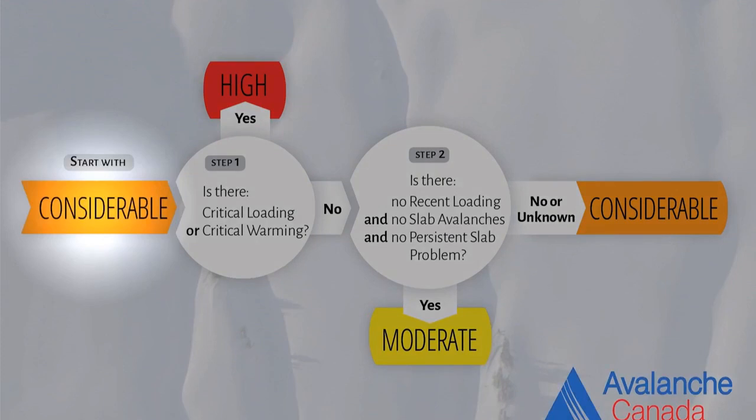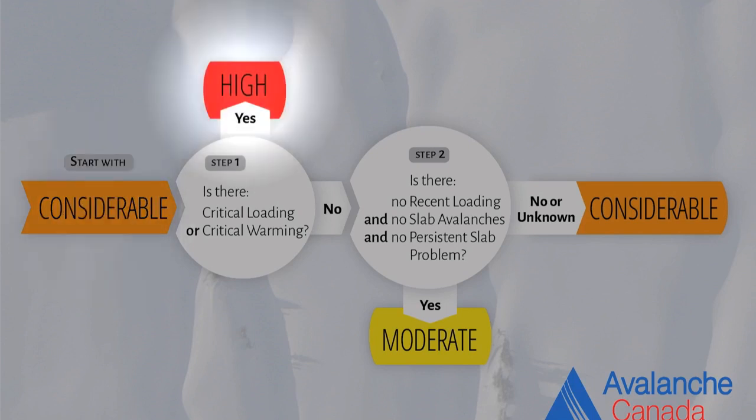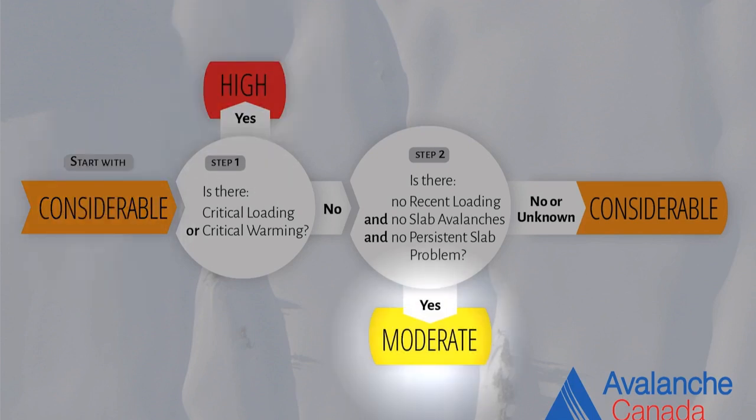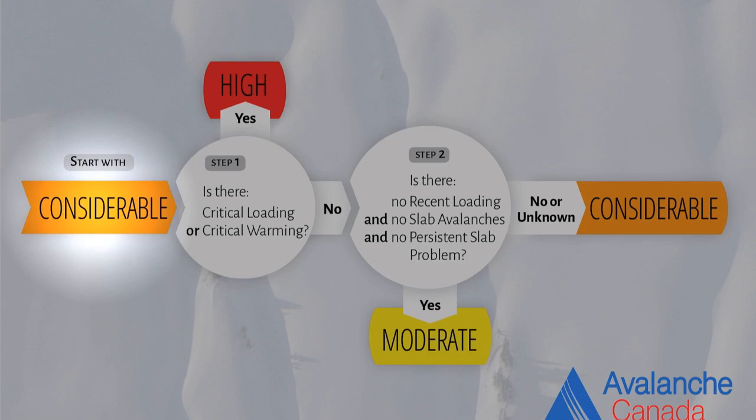From there, you will be guided through a few questions to determine whether your local danger rating will stay at considerable, move up to high, or down to moderate. The Dangerator does not include low or extreme danger. Use it the morning of your backcountry day so you can incorporate the most recent observations.